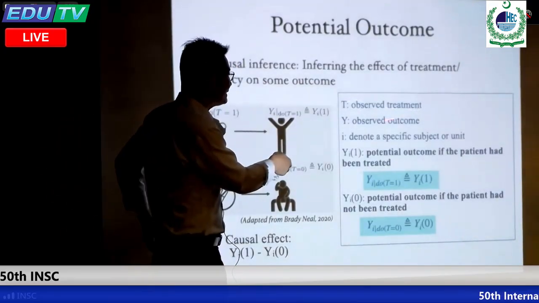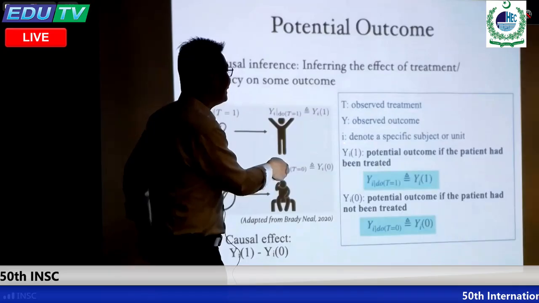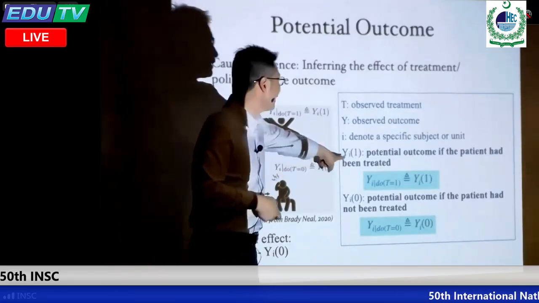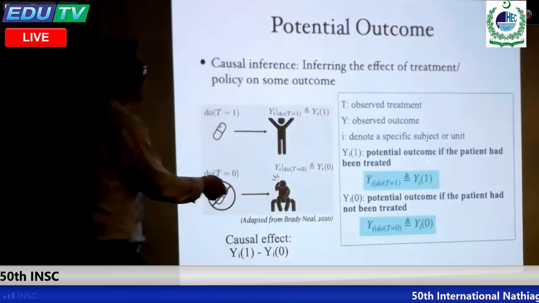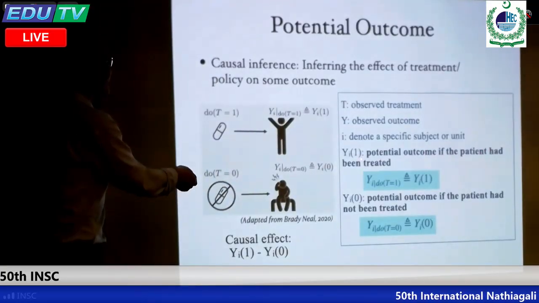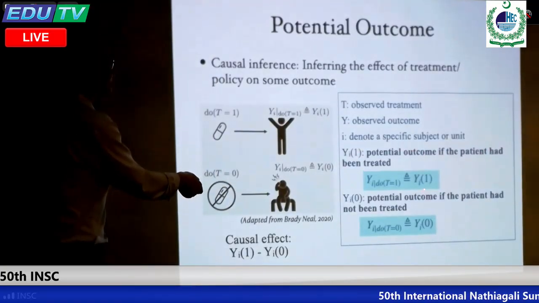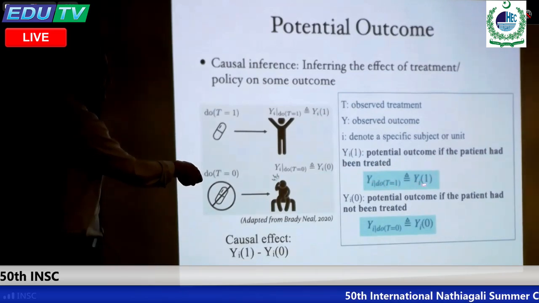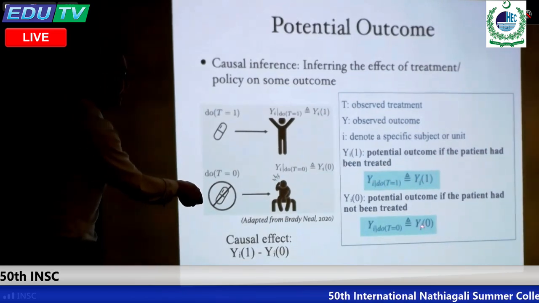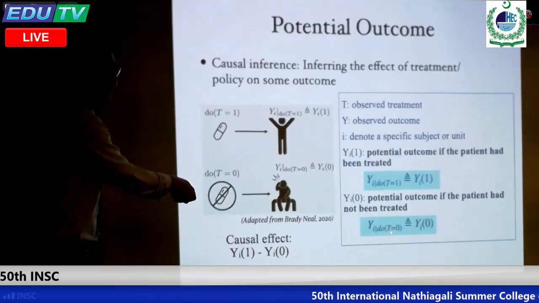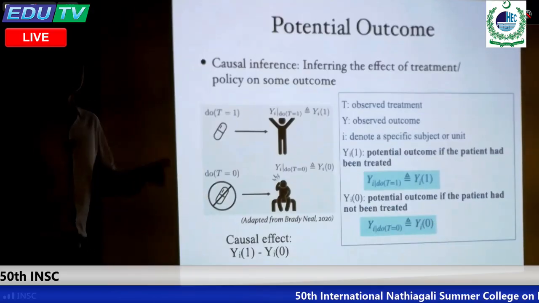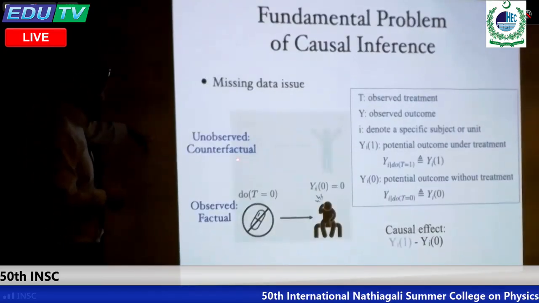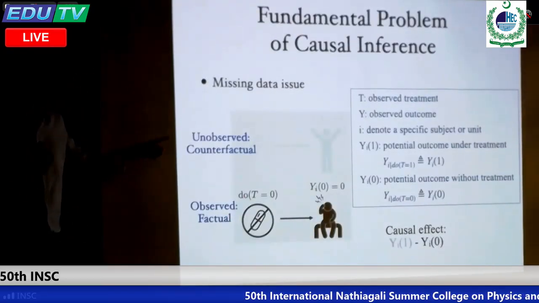T is the observed treatment, Y is the observed outcome, and i is a specific unit or subject. Then Y_i(1) means the potential outcome if patient i had been treated. It's just notation. Y_i(0) is the outcome if patient i is not treated. So this is just an outcome. First of all, it's an outcome. Second of all, it's potential because at the same time, at most one of them is observable.